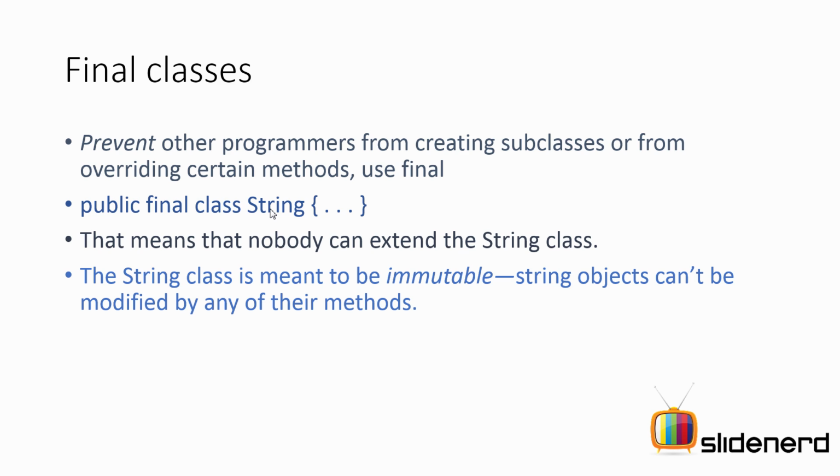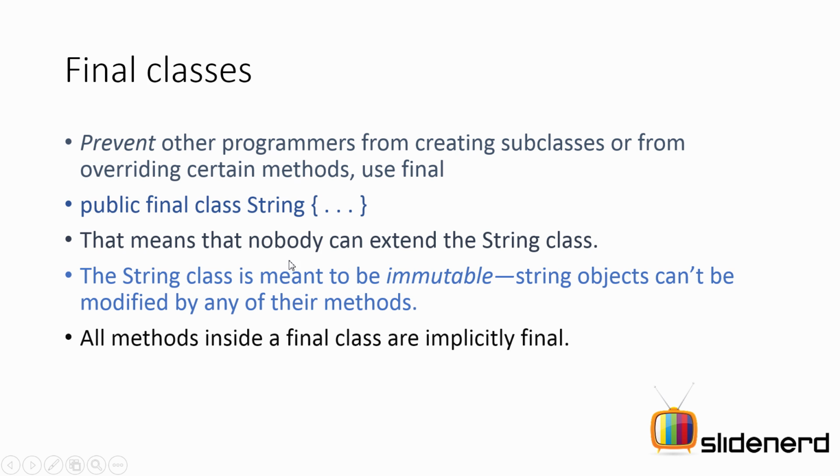Once again, we will take a look at this example shortly and understand it even better if you're not sure what is going on right now. Just bear with me till we get through this. All the methods inside a final class are implicitly final.